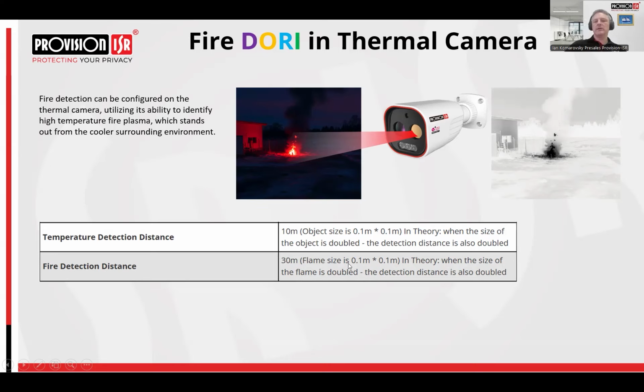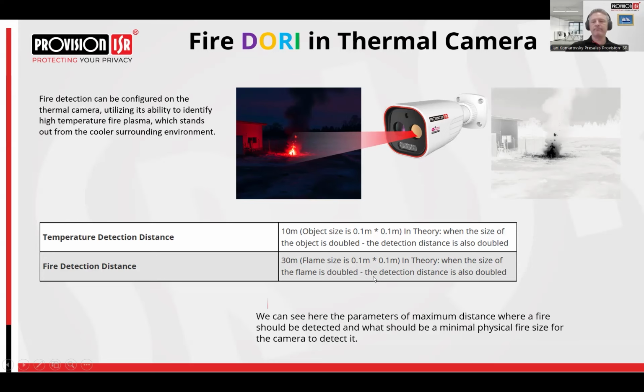This is very similar to the DORI explanation I gave you about how many pixels per square meter. The same logic applies here. So the bigger the fire, the bigger the distance I can detect it from the camera.